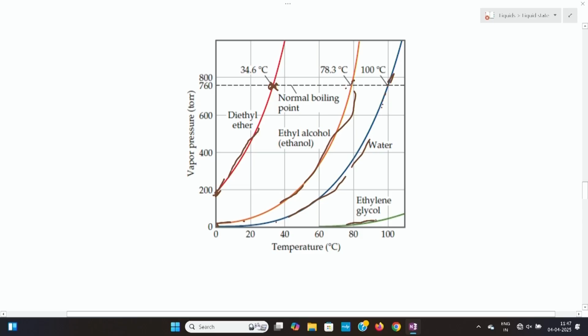Then here we have ethylene glycol. In the case of ethylene glycol, the vapor pressure is low as compared to diethyl ether, ethyl alcohol and water. That is because the intermolecular forces are less. So as the temperature increases, the vapor pressure also increases.